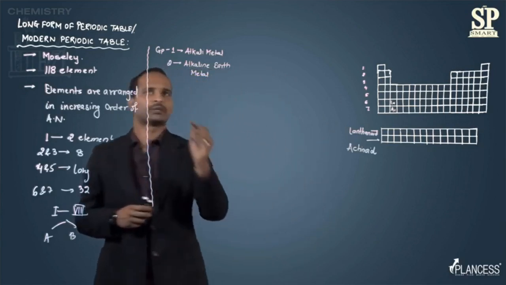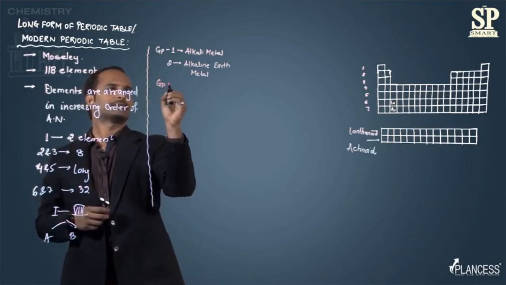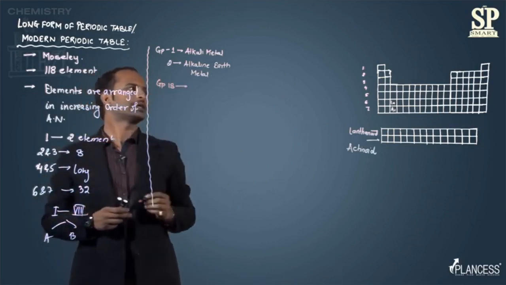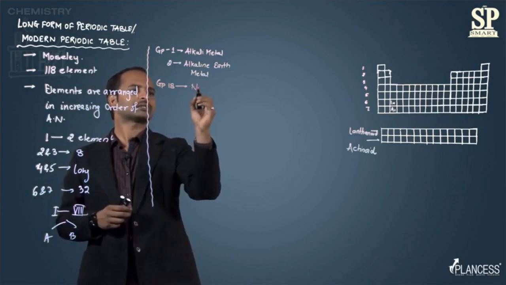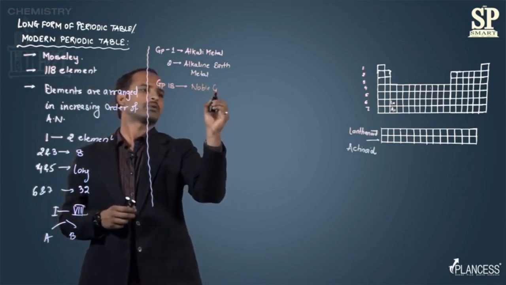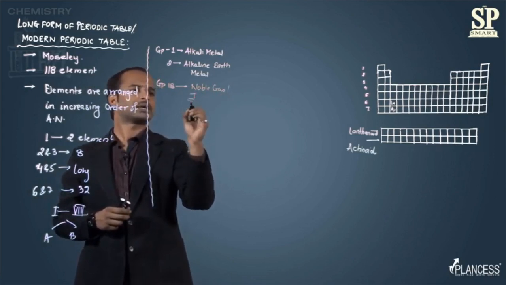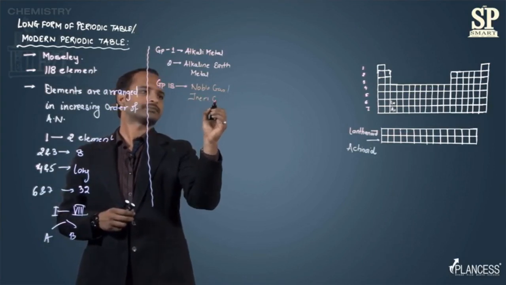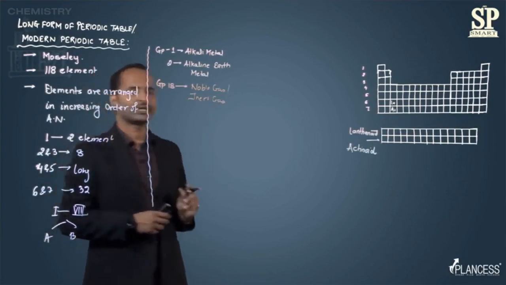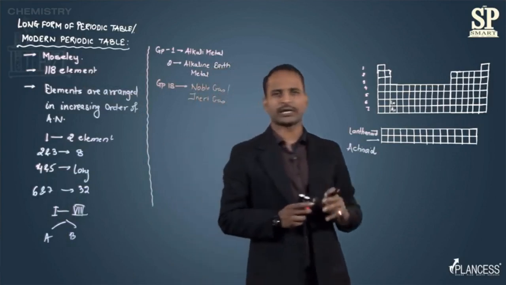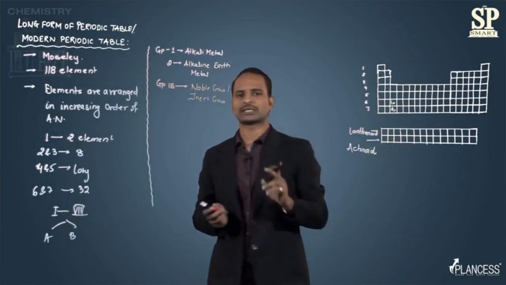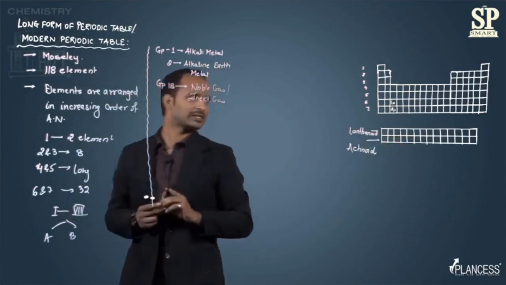Then we have group number 18. Group number 18 is known as noble gases or inert gases. This group 18 is also known as the zero group, that is zero group elements, because noble gases have a valency of 0.